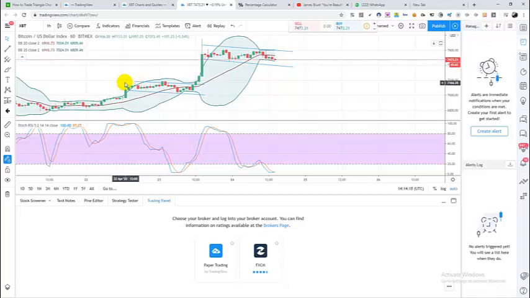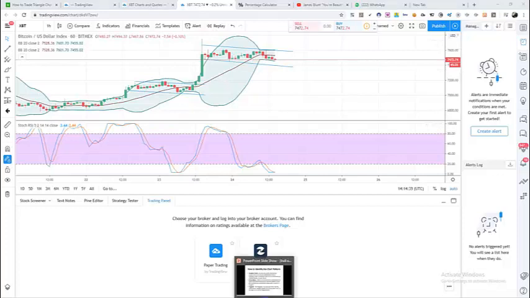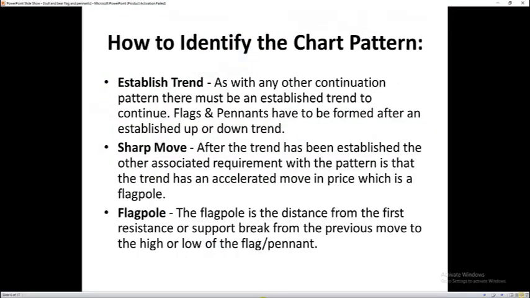So now that we've established it, there has to be a very strong sharp move up, which we have established there. And this sharp move is what we call the pole. It establishes the pole for this flag. As you can see, this is actually standing more like a flag here, right? A flag. Now let's go over to the third point that will help us to identify the chart pattern.